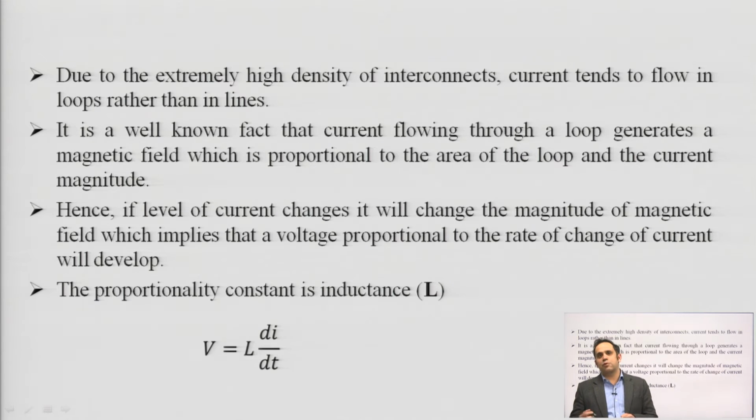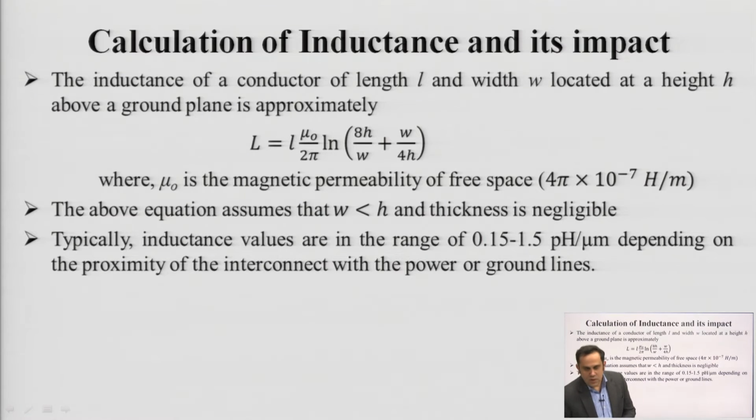So, whenever the current flowing through the interconnects changes, especially at high frequencies, it is going to produce a magnetic field which is going to oppose that flow of current through it by generating a voltage, and that voltage is proportional to the rate of change of current, the proportionality constant being the inductance. Okay. So, how do we calculate it?